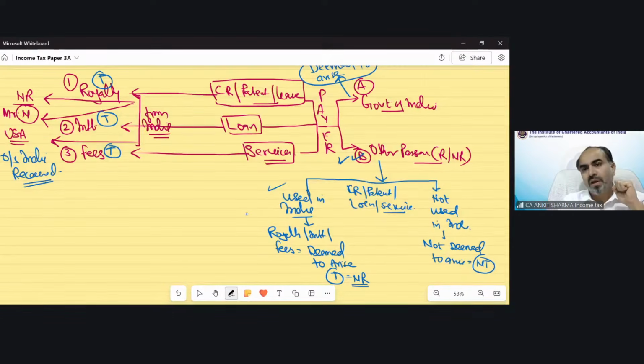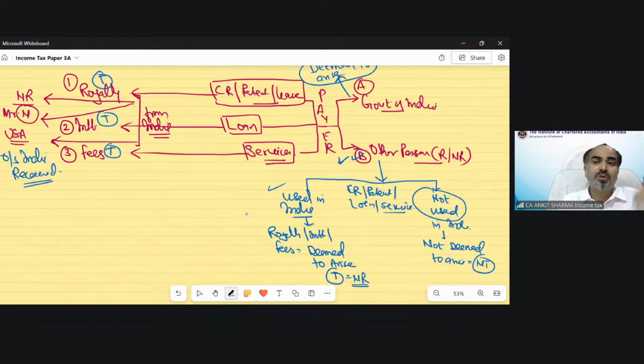Suppose that 50 lakh rupees loan has been used by Mr. B in his factory which is in Afghanistan, not in India, which is in Bangladesh, which is in Russia. In that case, that amount has not been used in India. So whatever interest he is paying will not be treated as deemed to arise income from India, not taxed in India. So Mr. N, that interest is not going to be taxed.